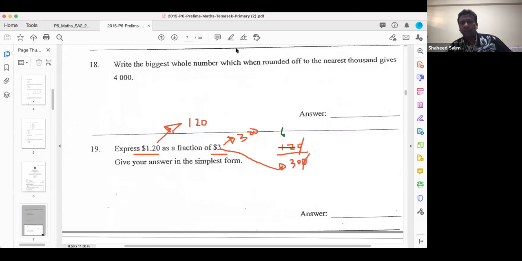And then after that can divide by 3. You get 15. Then you divide by 3, you get 5. Divide by 3, you get 2. So it's 2 over 5. Let me see, did the person get it right?